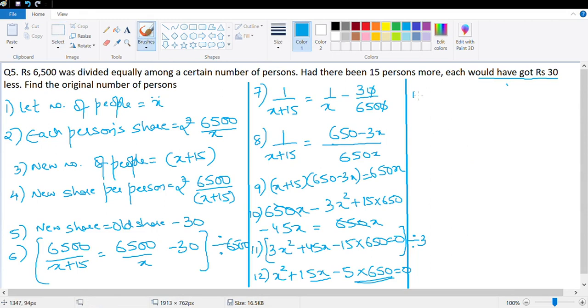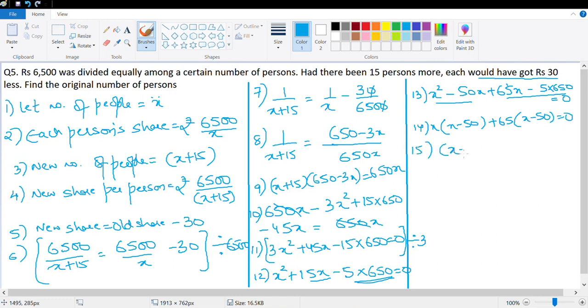Perfect. So now go ahead and split it. This is X square minus 50X plus 65X minus 5 into 650 is equal to 0. Grouping it the way I have underlined, X times X minus 50 plus 65 times X minus 50 is equal to 0, which gives us X minus 50 multiplied with X plus 65 is equal to 0. This means X is equal to 50 or X is equal to negative 65.